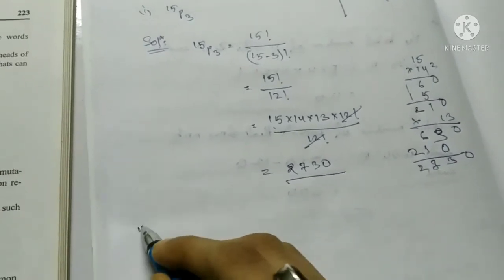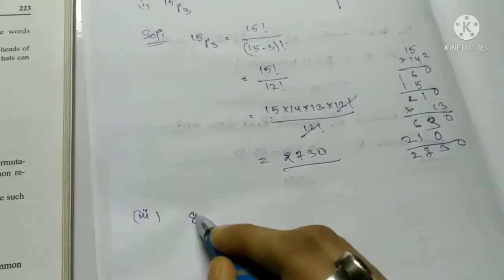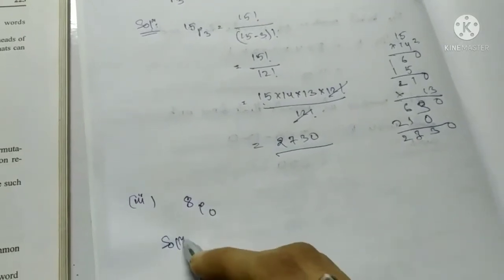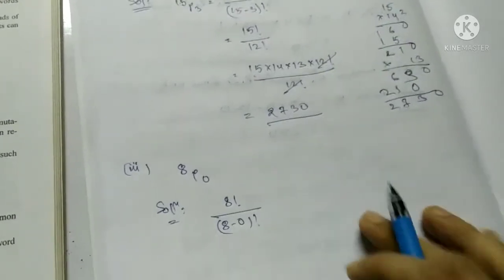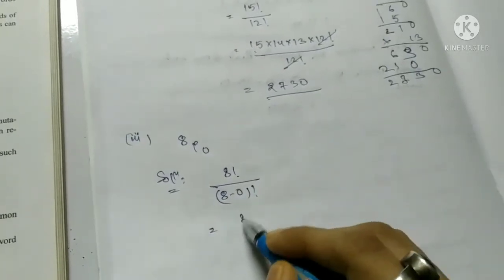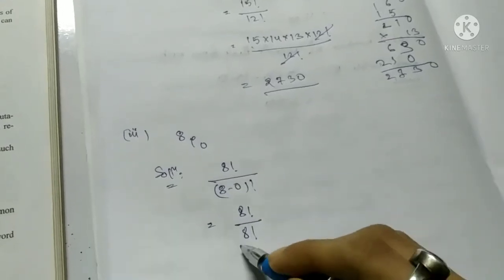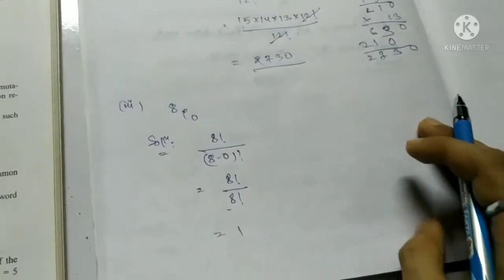Next, number 3 I am showing you. The rest of the problems you try to do by yourself. 8P0 is 8 factorial by 8 minus 0 factorial. So this will be 8 factorial by 8 factorial, which is 1.